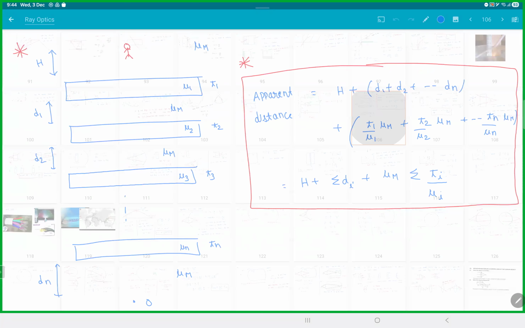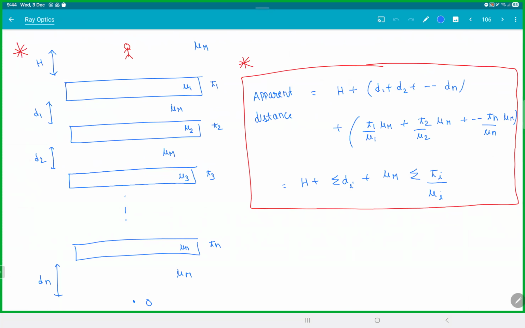There. This is the general formula. If you have multiple slabs, mu1, mu2, mu3, mu n, with thicknesses T1, T2, T3, present in a medium mu_m, and this is the object, this observer will think the object is at a distance of h plus d1 plus d2 plus dn. So basically, the distances in the middle won't matter. You can just add them up.